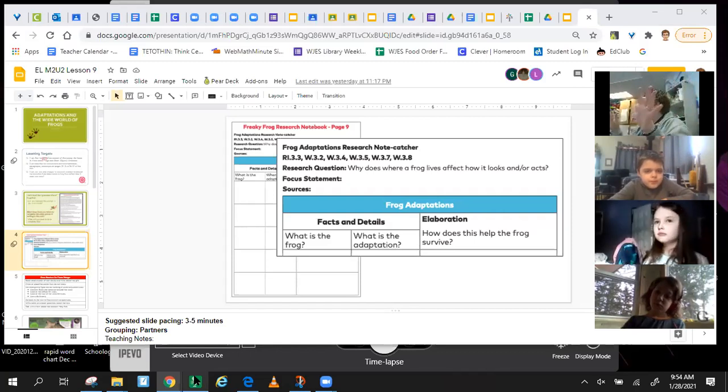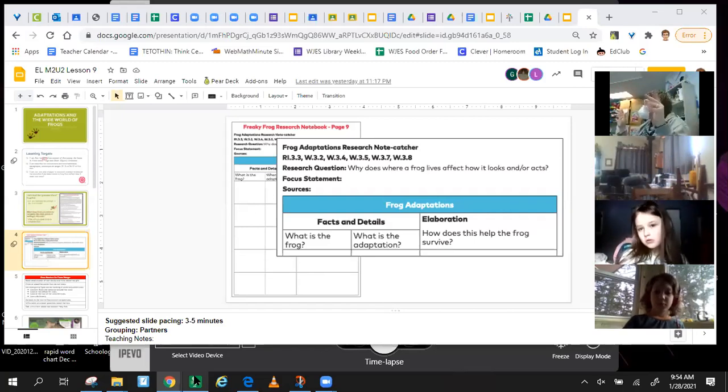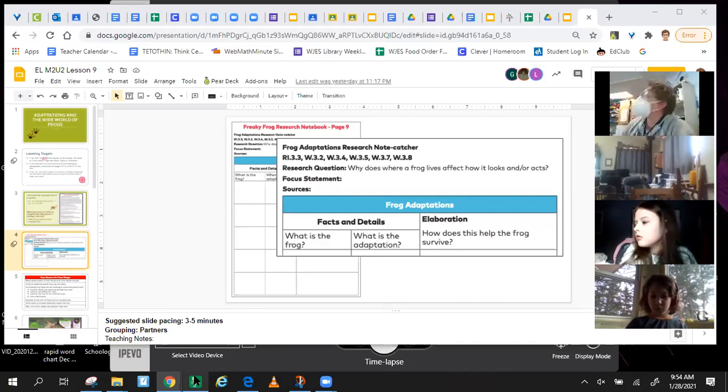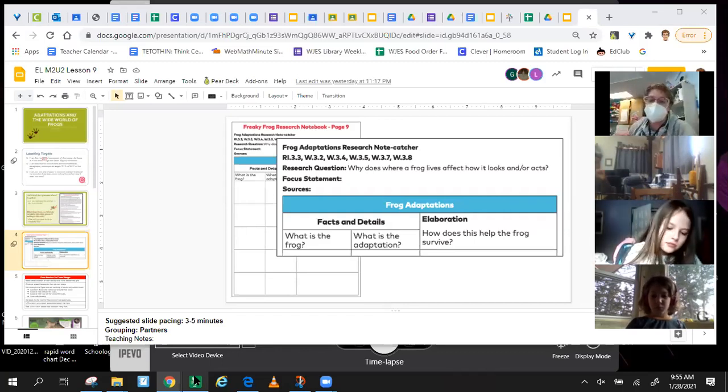Yesterday, our glass frog had what? Now here's the one you guys wanted to tell me so much. Glass frogs, Maxie, what do they have? They have transparent skin. How does that help them to survive? What did you write in the elaboration section? Very good, because they blend in, right? They blend in with their surroundings. The predator can't see them, and then that means the predator can't do what? Eat them. And then they survive, right? You don't want to be eaten.